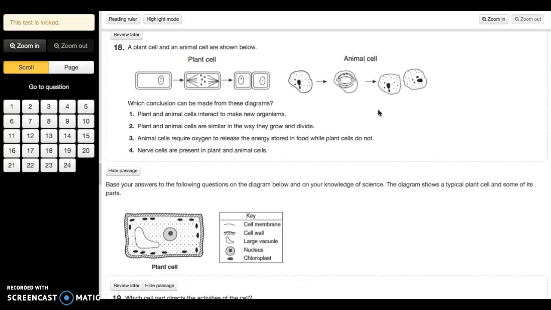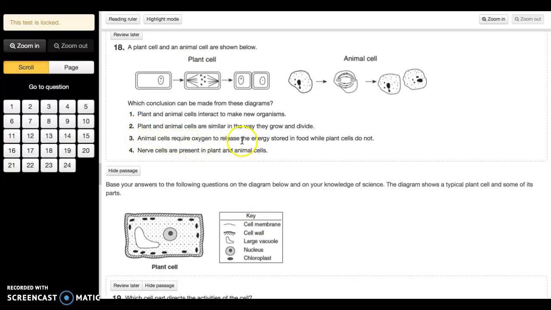Plant and animal cells interact to make new organisms. You can't really tell from this picture. Plant and animal cells are similar in the way they grow and divide. All cells divide in this way. You're going to learn all about this interaction inside the cell, and then they divide into 2 other cells. This is how all cells grow and divide. So that is actually the answer.